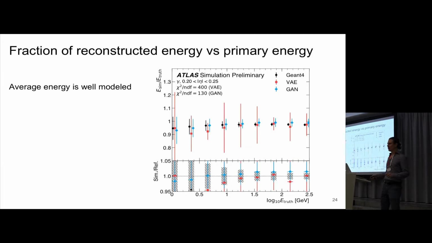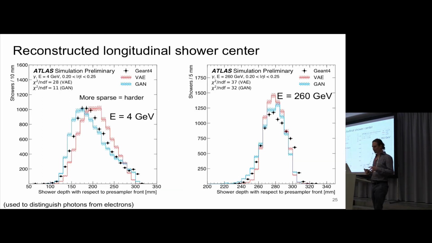Whereas the reconstructed energy seems to be quite well modeled. So this is the average energy as a function of the truth energy, here going from 1 GeV to 260. Comparing the black point, the data, with the 2 models, VAE and GAN, seems quite good. The longitudinal shower center, this means how deep most of the energy is deposited in the calorimeter, is more difficult to get right for low energies and gets better modeled if we increase the energy of the photons.